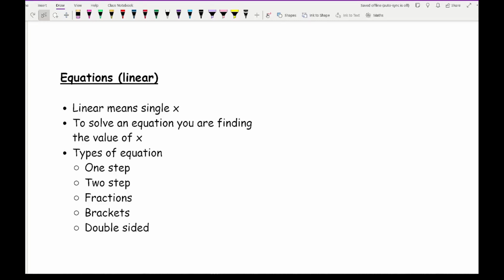So equations, linear just means single x's, so you're not going to be dealing with quadratic equations if you have covered that. Now, the key thing to remember when you're dealing with equations is that your final answer should be x equals, or whatever the letter that they're using in the equation is going to be. So always make sure that your end answer is x equals, not 2x, not x plus 3, x equals.